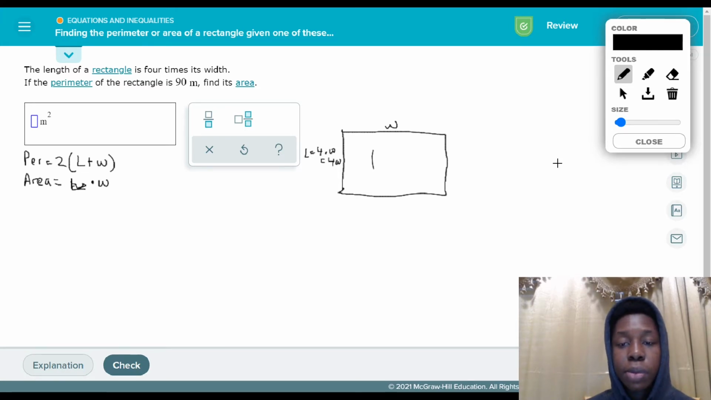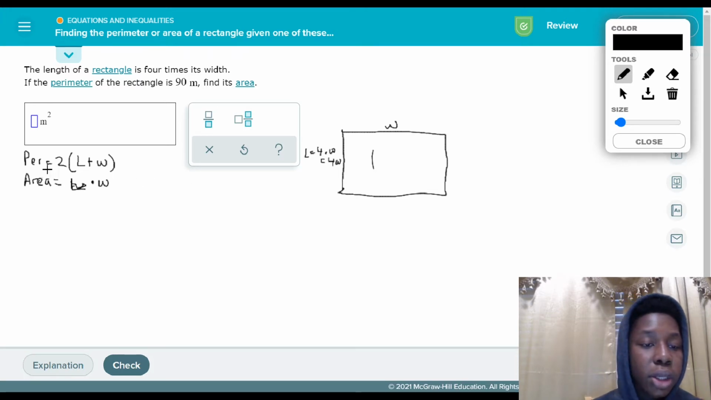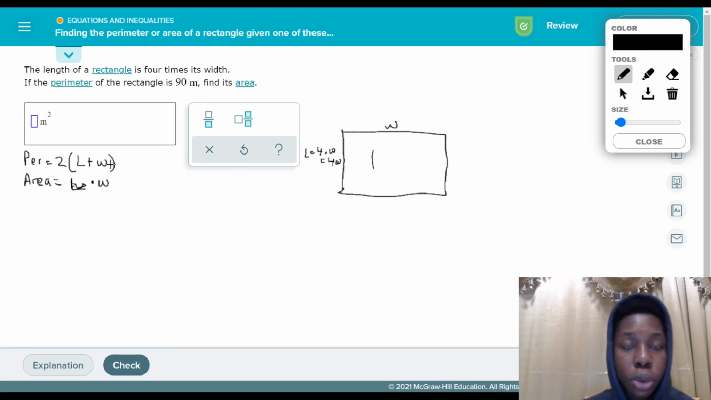Okay, so a perimeter basically means the distance outside the shape, in this case a rectangle, and the area is talking about the inside of the rectangle. The perimeter is 2 times length plus width. That's the formula for the perimeter: we add the length plus the width, and then we multiply that by 2. That gives us the perimeter of the rectangle.